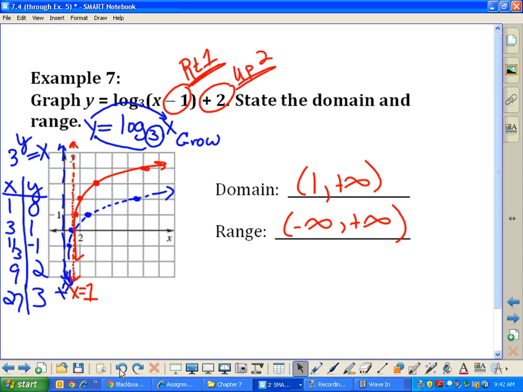Other questions about how to graph? All right, so we had 3 of those today. Now what I want you to do is get a little practice in.